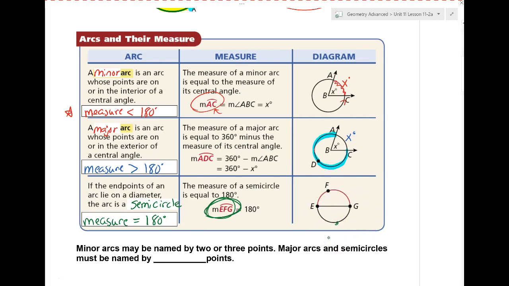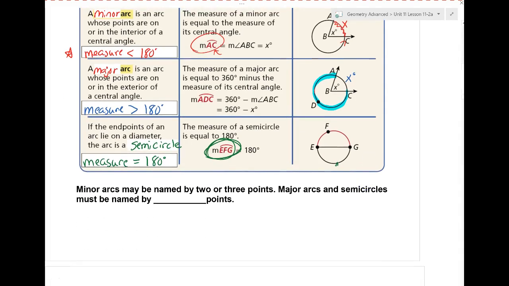All right, and if you don't know the measure of a semicircle, I'm greatly concerned. Okay, it's 180. You've used that terminology many times in your life already. All right, a few things you need to know. Minor arcs may be named by 2 or 3 points. It is most common to be named by 2. But if they do 3, it's because there's a lot of points and it just helps you signify where it's at. Major arcs and semicircles must be named by 3 points. All right, the end points are at the end. The middle point is just somewhere to let you know which direction to go. Play connect the points when you do that.